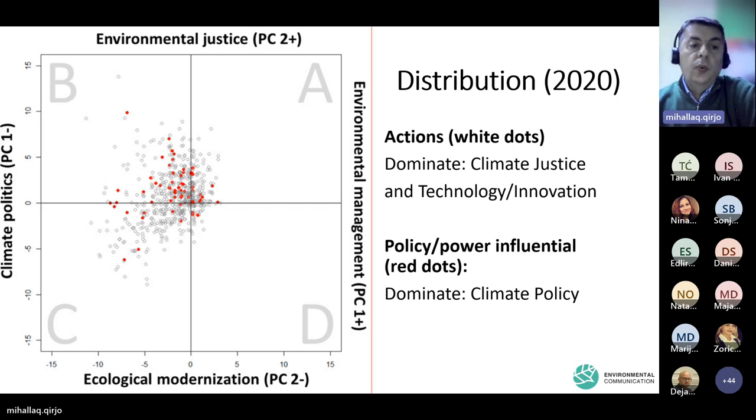Those are the white dots, while the red dots show in what areas NGOs are influential, trying to influence the politics and the power. This article shows that most NGOs are trying to influence mainly environmental justice and climate politics, which is interesting. Probably those refer to challenges that society is also facing now.